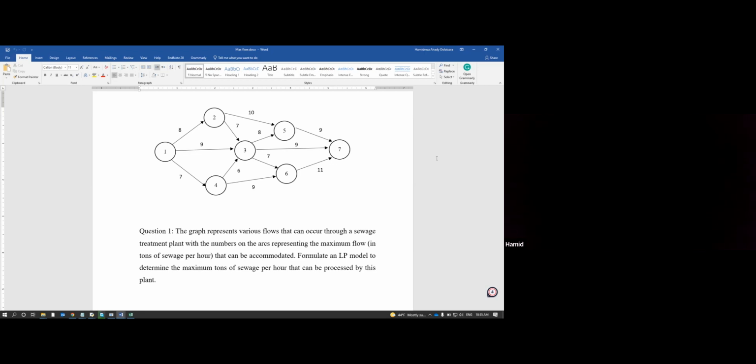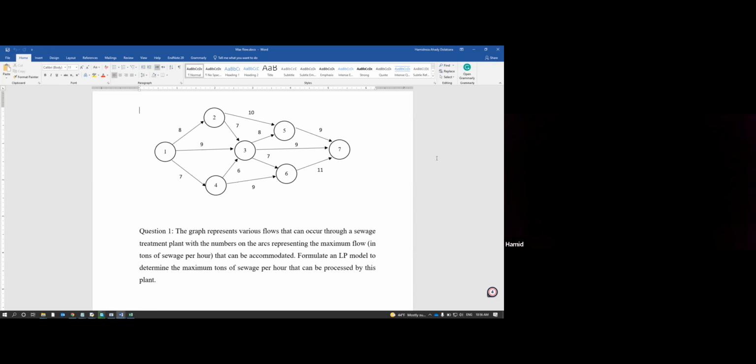So it might look a little complicated. You're sending sewage from point 1 to point 7. Since it's a sewage system, you cannot accumulate any sewage at any point. They are just connections. So, for example, everything that comes to point 6 should go out, same for point 3. So this is another difference from the transportation problem.